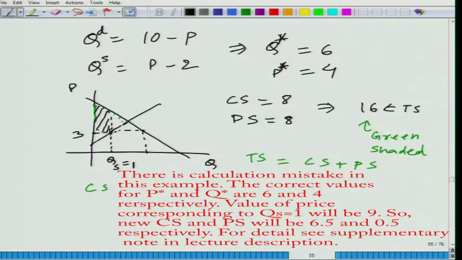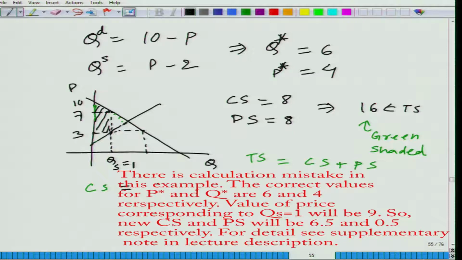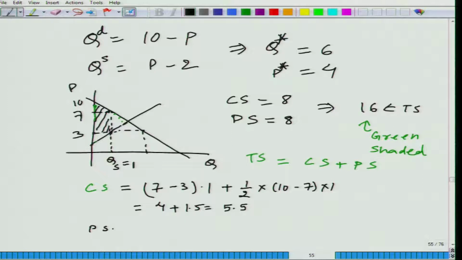So, the area is going to be equal to this particular area. Can you calculate how much is that area? This is 10, this is 3, this is 1, and how much is this? This point is 7. So, consumer surplus is going to be 7 minus 3 into 1, that is the area of the rectangle, but we have left out the triangle at the top of this rectangle. How much is the area of that triangle? Half multiplied by 10 minus 7 multiplied by 1, and so how much do we get? 4 plus 1.5. So, total 5.5.